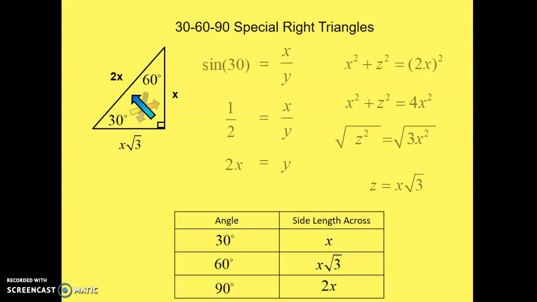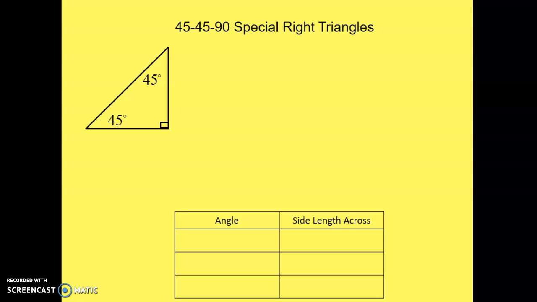So now this is where you can fill in the little chart next to the 30, 60, 90 triangle with the side lengths. All right? Let's look at the 45, 45, 90 triangle. We're going to do the same exact thing.